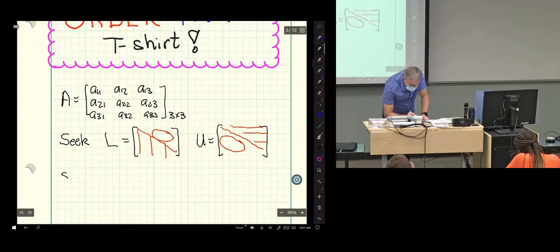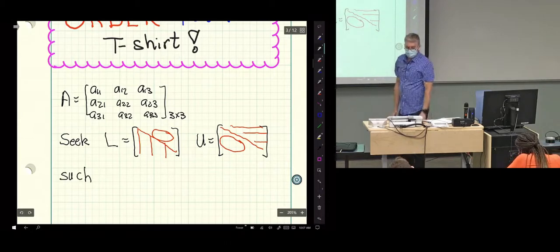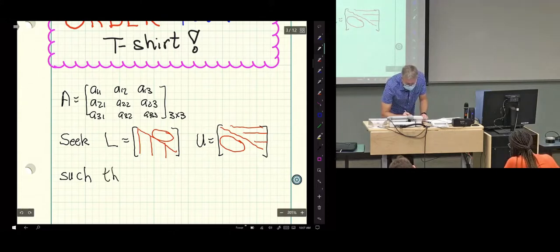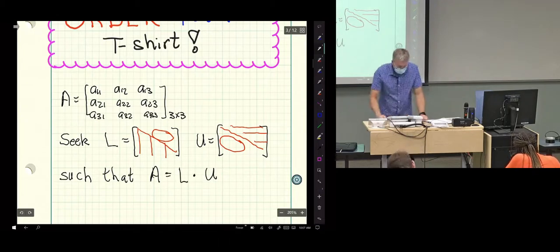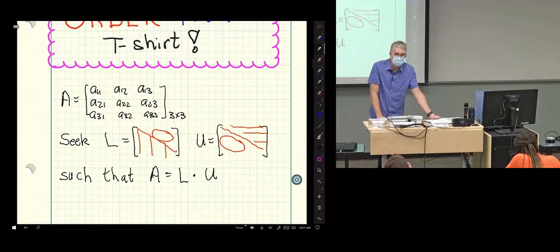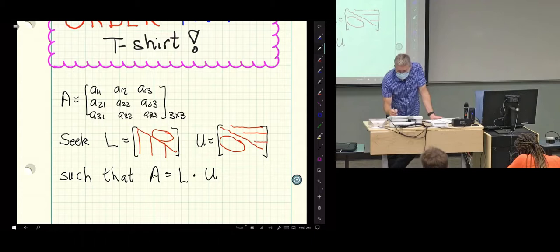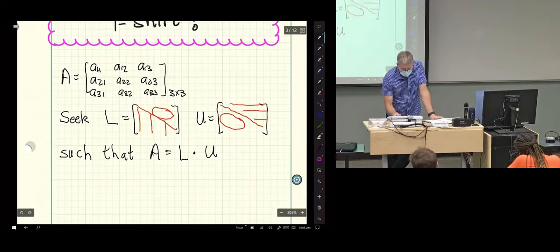And these cannot just be any arbitrary lower triangular and upper triangular. We want them to be such that our matrix A is the matrix product of the lower triangular times the upper triangular. So the question is, can we construct such matrices in a systematic way? And I hope you're going to be amazed at how easy it is, but we'll see.